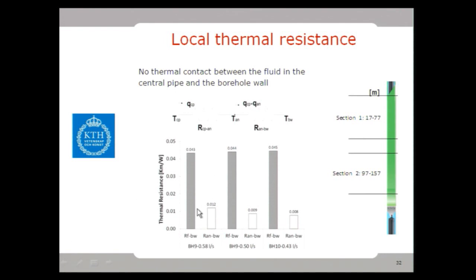So these are thermal resistances at the local level for section 1 for the three heat exchangers, which we see are about 0.01 Kelvin per meter watts. To put this in perspective, the borehole resistances in EU pipe heat exchangers were about 0.07.